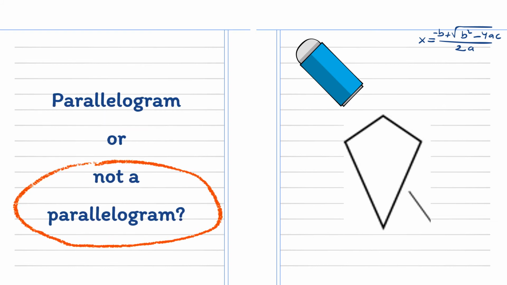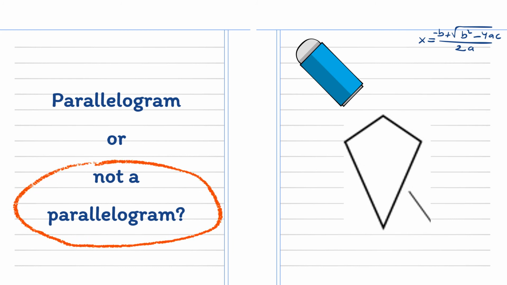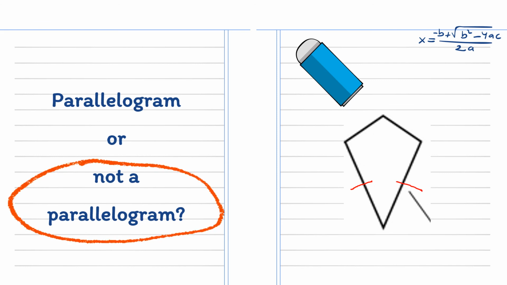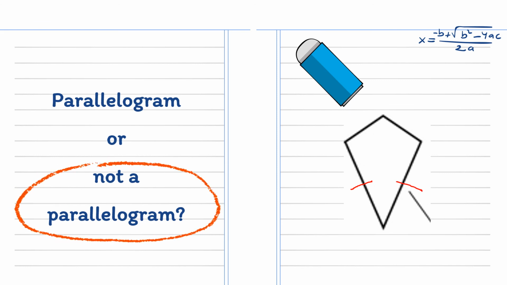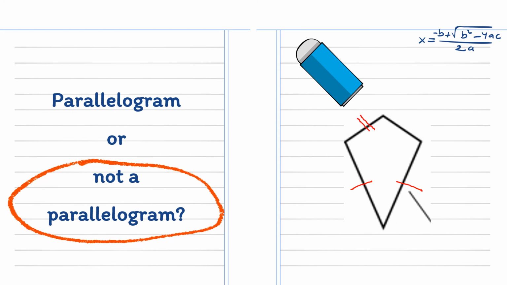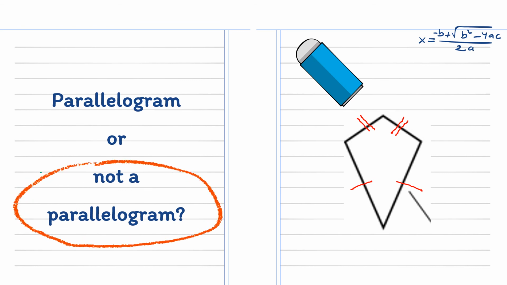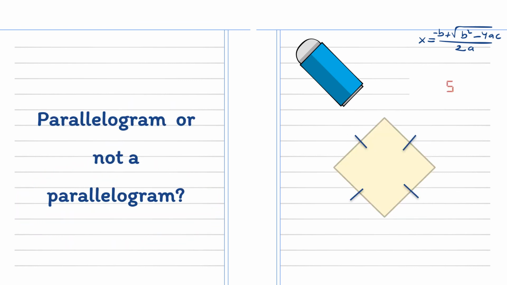So this example is not a parallelogram because this is a kite. As you can see, this side and this side may be congruent to each other, but they are not parallel. Same as the situation of these sides. So now let's go to the next one. Is this a parallelogram or not?